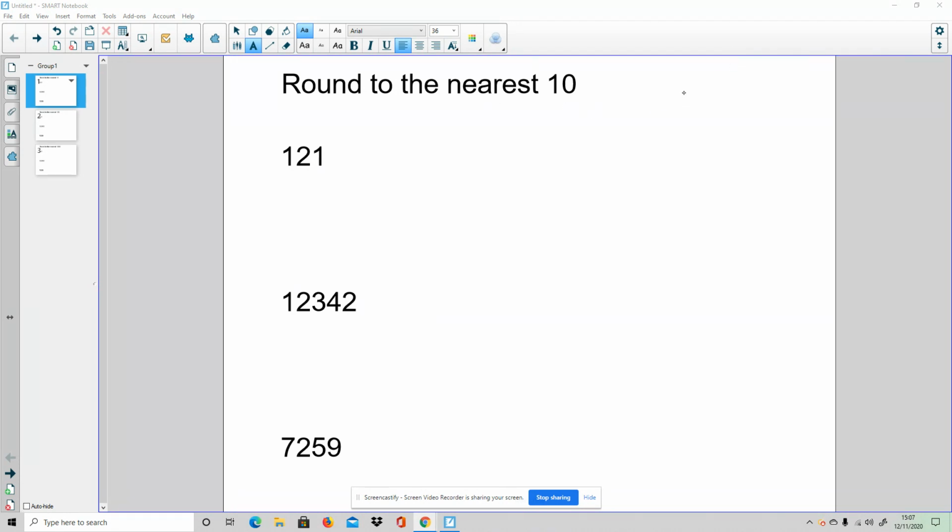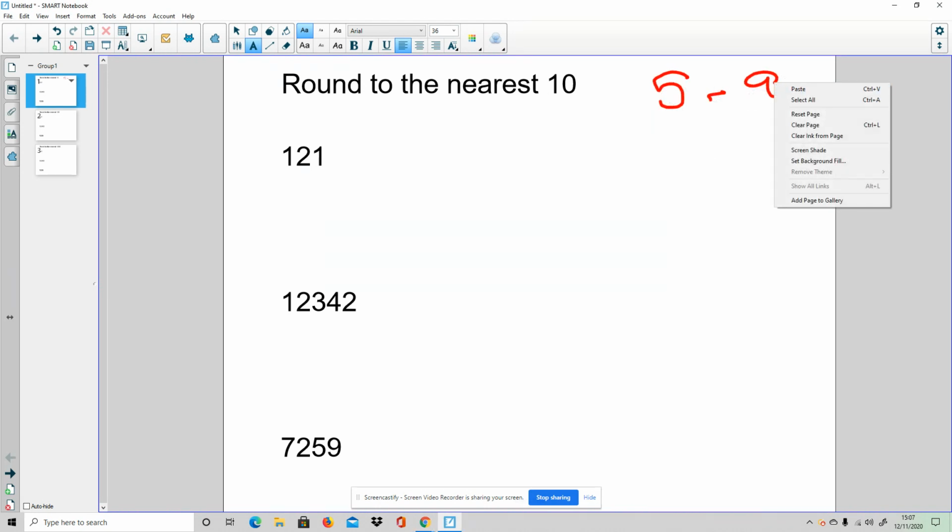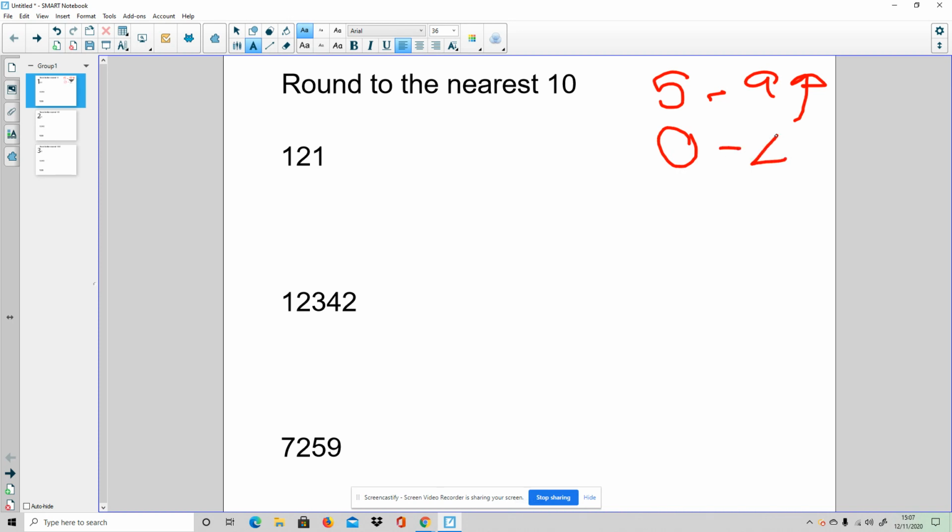Alright, first thing we need to know is the numbers 5 to 9. Okay, they make the number go up. So they make the number round up. If the number is 0, 1, 2, 3 or 4, it makes it stay the same. Okay, then we need to look at the right column.